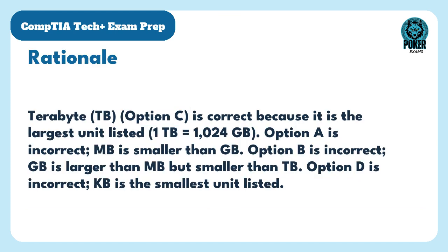Rationale. Terabyte, TB, option C, is correct because it is the largest unit listed. 1 terabyte equals 1024 gigabytes. Option A is incorrect. MB is smaller than GB. Option B is incorrect. GB is larger than MB but smaller than TB. Option D is incorrect. KB is the smallest unit listed.